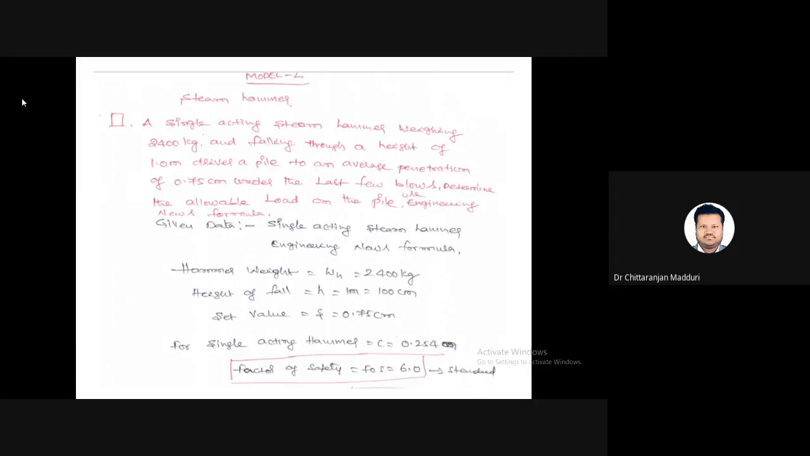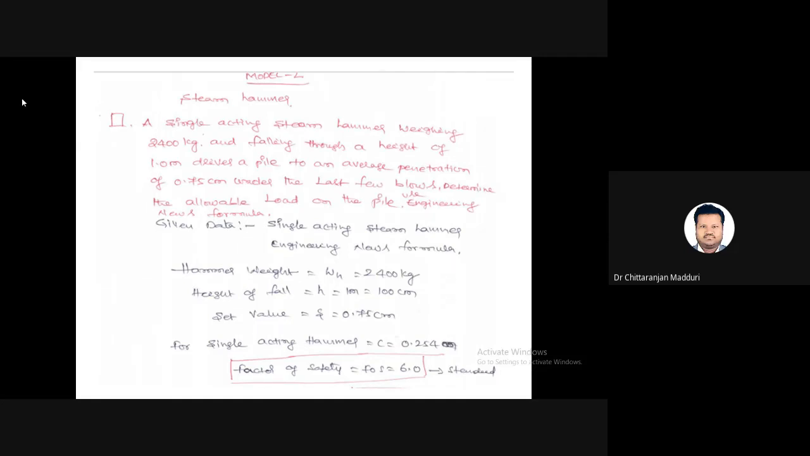We need to use engineering news formula. Hammer weight equal to 2400 kgs. Height of fall h equal to 1 meter. So after converting to centimeters, it is equal to 100 centimeters. Set value equal to 0.75 centimeters. So for single acting steam hammer, constant equal to 0.254.